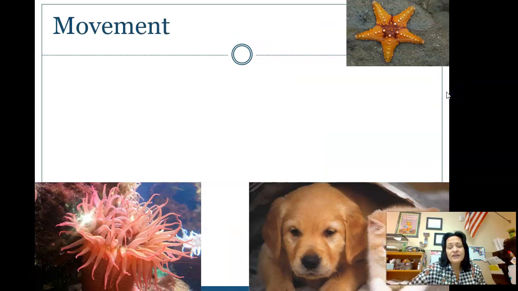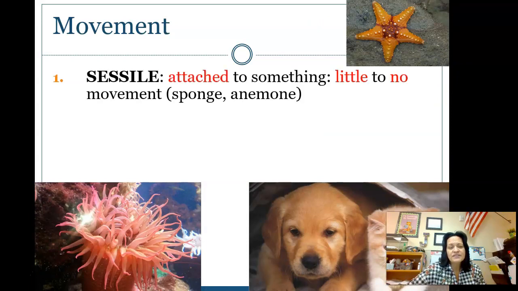As far as movement goes, there are 3 types of movement. We have sessile movement, which means they're usually attached to something and have little to no movement. So a sponge or a sea anemone. And once they're attached, they usually stay in that place for most of their life.